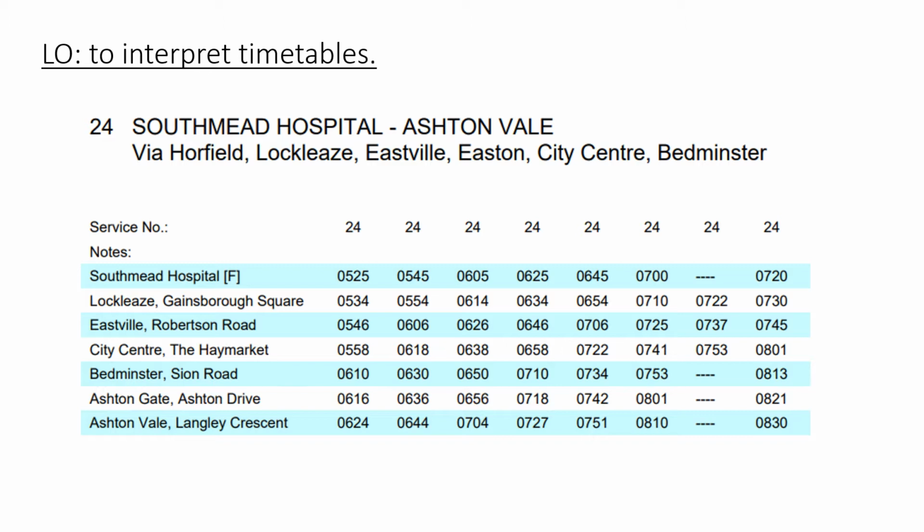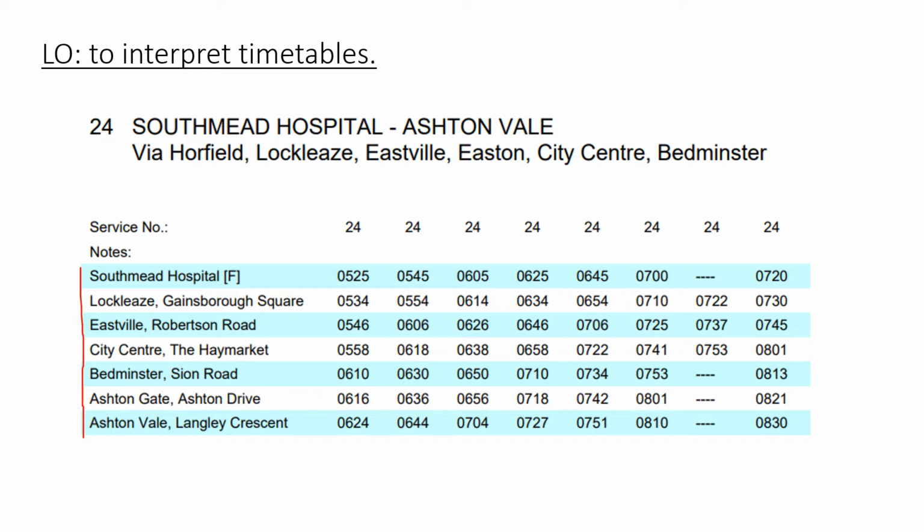In this lesson we're going to be looking at bus timetables in particular and how to read them. You will recognise maybe some of the bus routes in these lessons. Some of you may have taken these buses. So we're looking at the bus route number 24 here. On the left hand side you can see all of the names of the different stops. The bus starts at Southmead Hospital and finishes at Ashton Vale at the bottom. In between, it stops at Lockleys, Eastville, City Centre, Bedminster and Ashton Gate. So these are all the different stops.